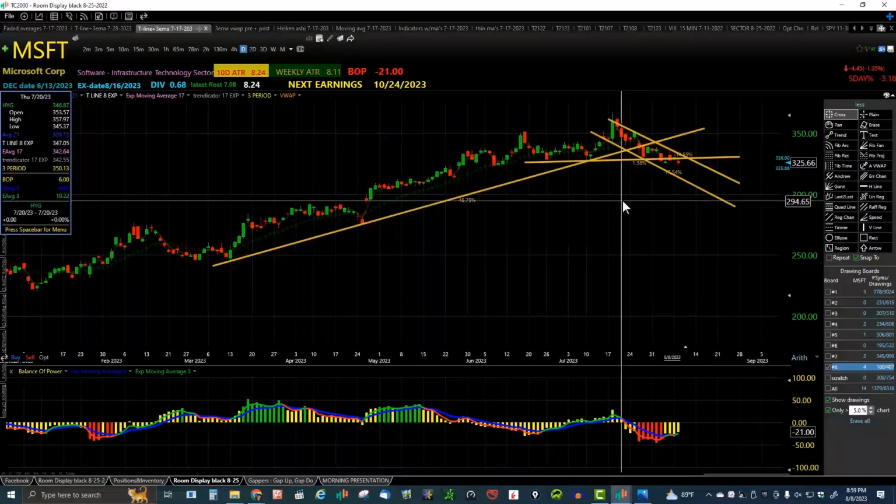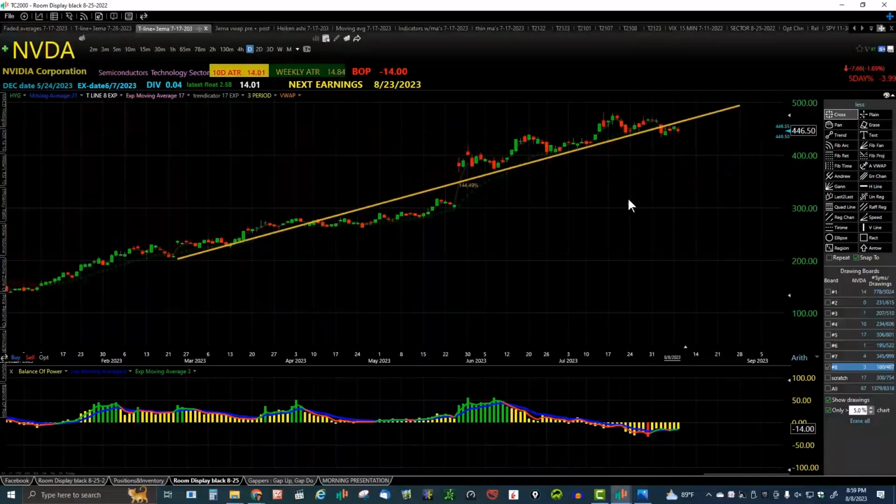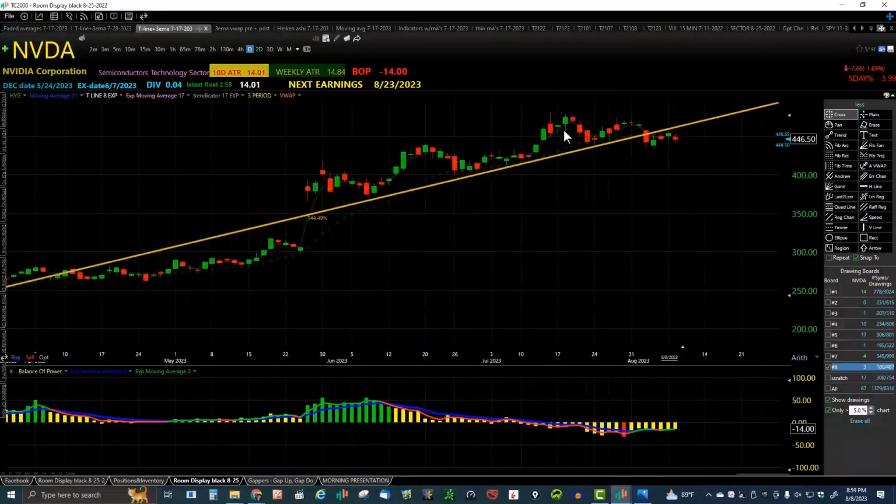NVIDIA. Uptrend is breaking. What do you see here? This is an M pattern. This is what I'm seeing. Doesn't mean that that's what it is, just what I see. It's an M pattern. This box right here is your battleground. The victor emerges on the other side.